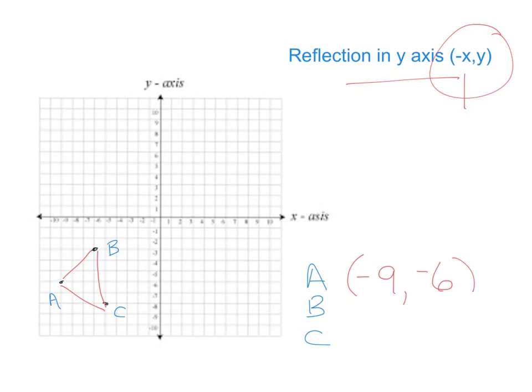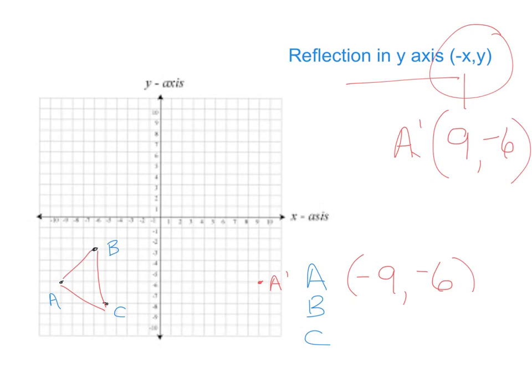Okay, so my new coordinate, I'll list as A with a dash. The x flips to the opposite, so -9 becomes 9, and the y stays the same, so (9, -6). So go over to 9, down to -6. My new plotted point is right here, and I'll label that A with the image.